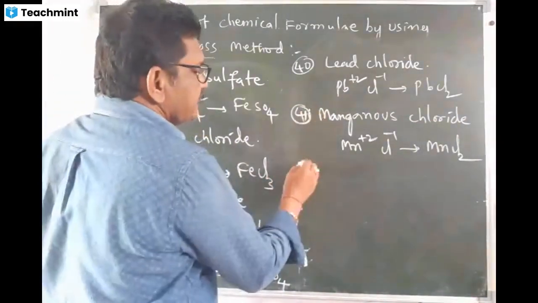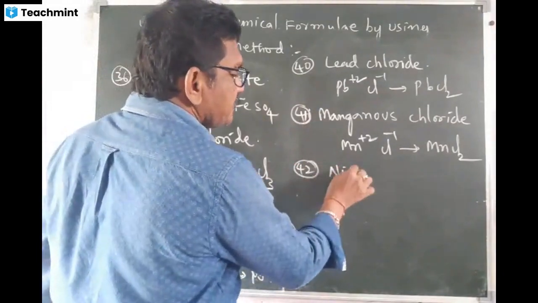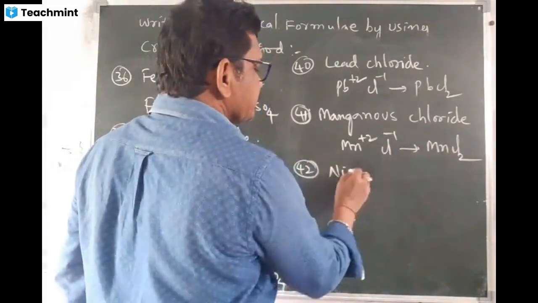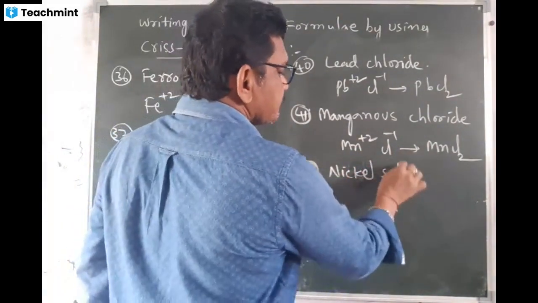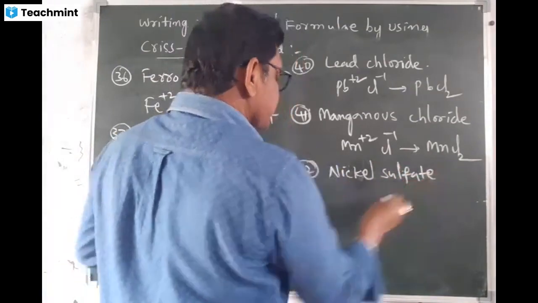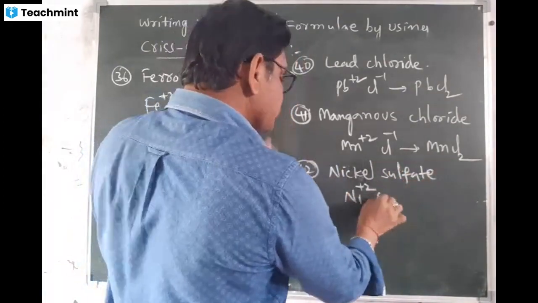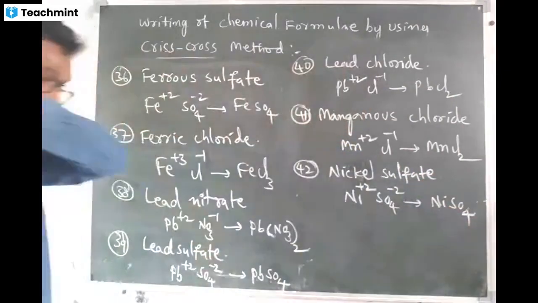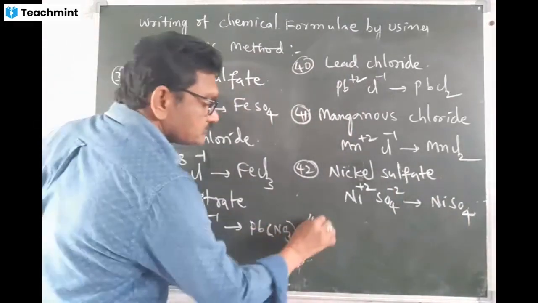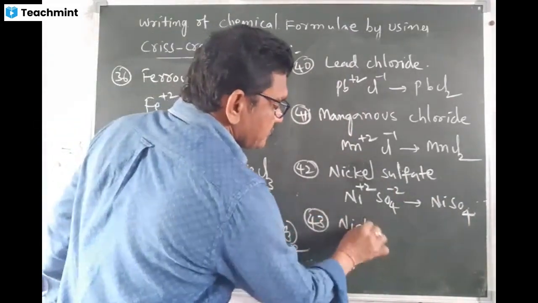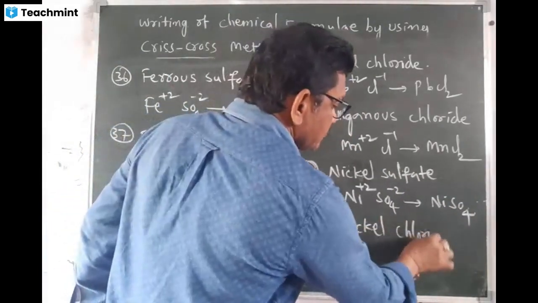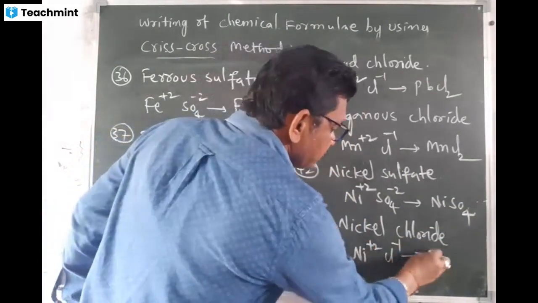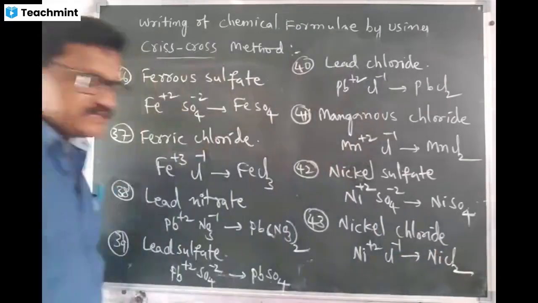Okay. Then nickel sulfate. Nickel sulfate means Ni plus 2, SO4 minus 2. Then the formula should be NiSO4. That's all. Nickel sulfate. Nickel chloride. Nickel chloride means Ni plus 2, chloride means minus 1. Then the formula becomes NiCl2. That is nickel chloride.